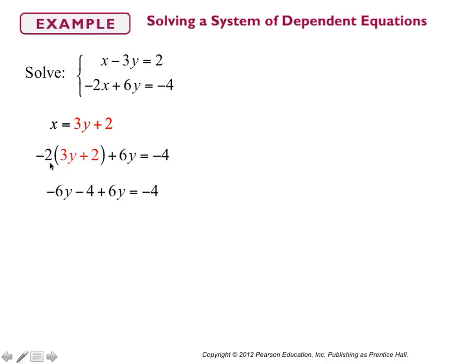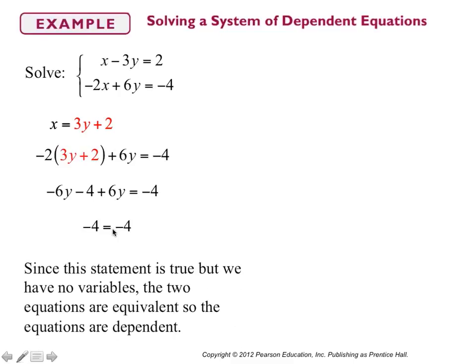We use our distributive property, so we get negative 6y minus 4 plus 6y equals negative 4. This one's very similar to the last problem, except we have some different constants. Negative 6y and positive 6y are going to cancel, and we're left with negative 4 equals negative 4. Now, this statement is true. We know that negative 4 is indeed equal to negative 4, but we don't have any variables.